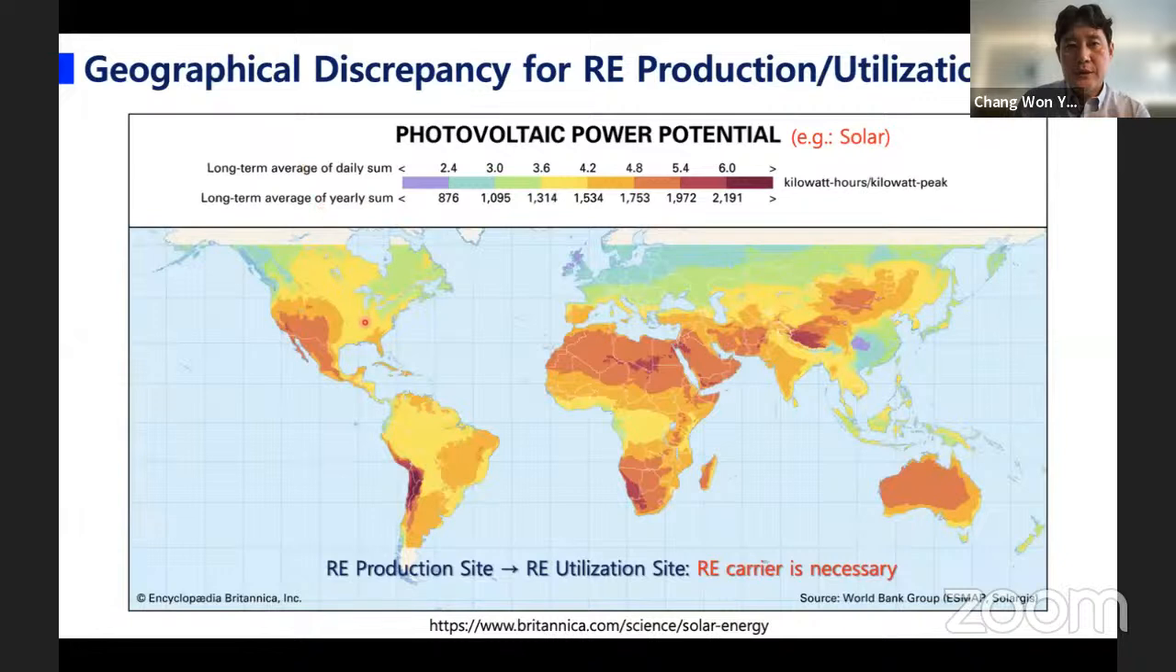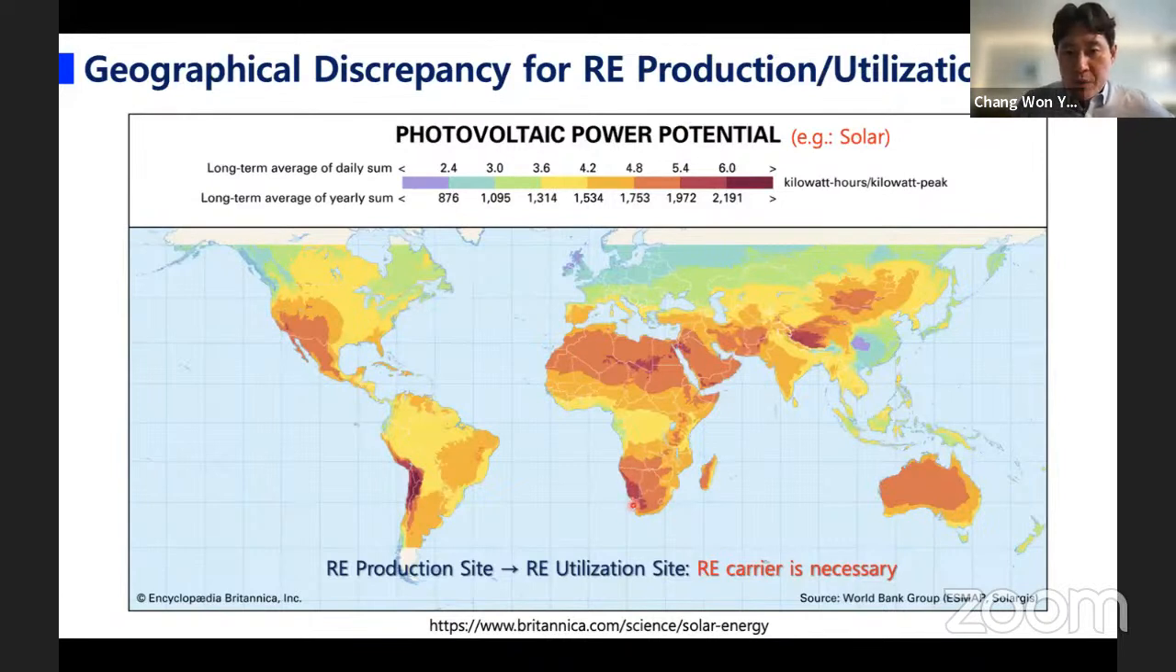Here you see the solar energy distribution globally. The browner areas mean more solar energy production. But the problem is the geographical discrepancy between renewable energy production and utilization.